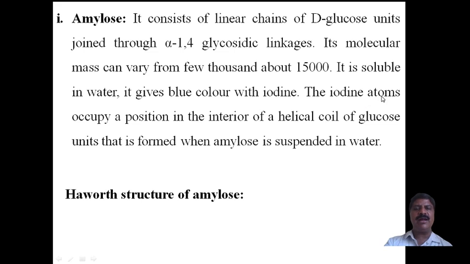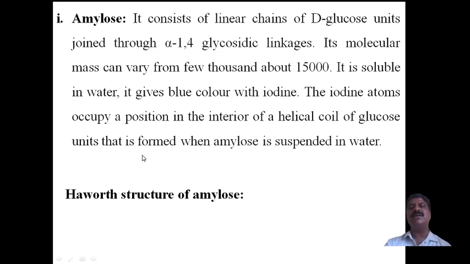The iodine atoms occupy a position in the interior of helical coils of glucose units. It is formed when amylose is suspended in water, because when we add water, the alpha helical coil will be there in the glucose units. The iodine gets attached to the interior of the alpha helical coil of glucose units, and it gives a blue color. This is about amylose.